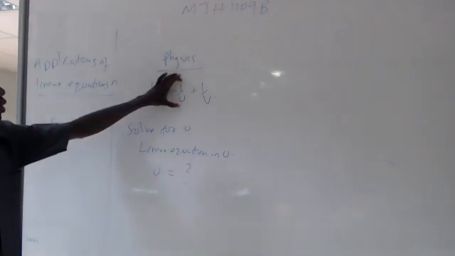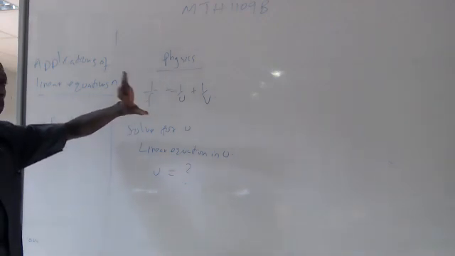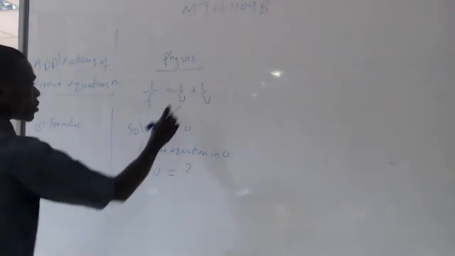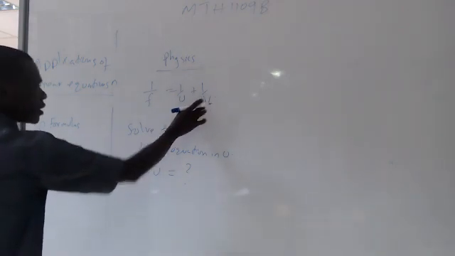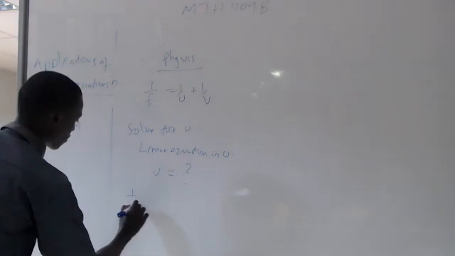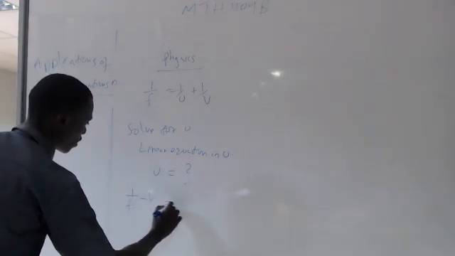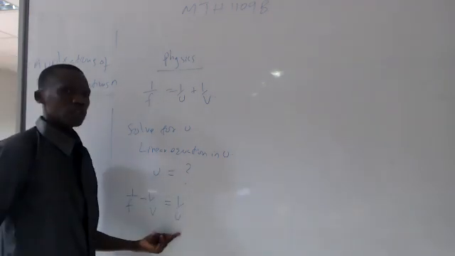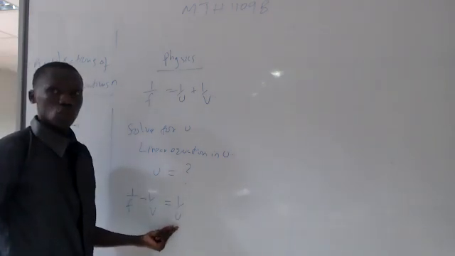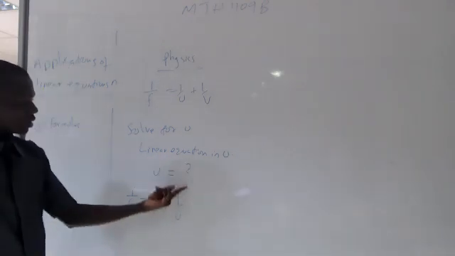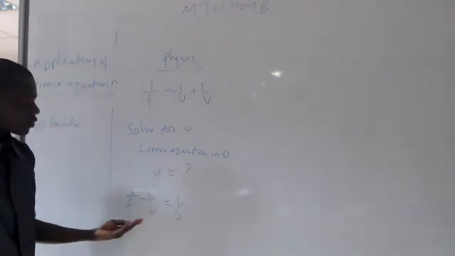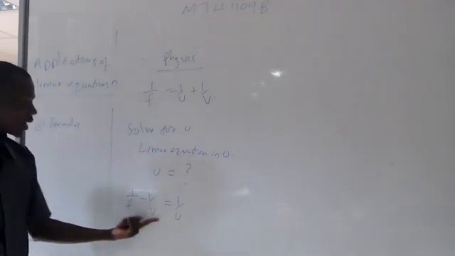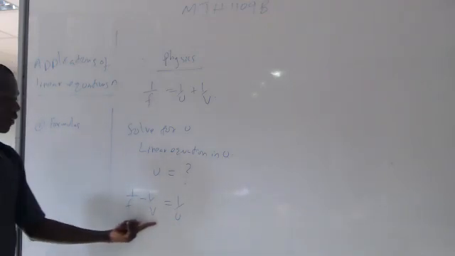First of all, make sure that 1 over u is by itself. So I could subtract 1 over v from both sides. So there is 1 over f minus 1 over v is 1 over u. Then I have 1 over u, but I'm not interested in 1 over u. I want u. So that means I should take the reciprocal of this. But for me to do that, I must first of all combine this left-hand side.